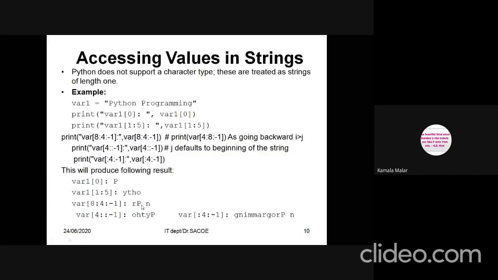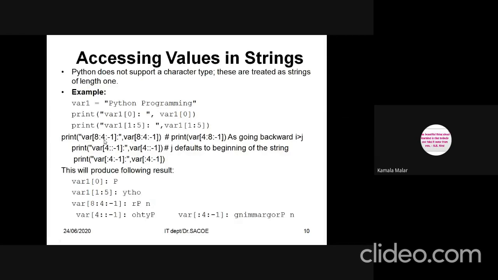Okay. So in the comment, I have noted the I value. Since we are traversing from right to left, the I value should be greater than the j value. If you want to take a substring using the positive index, we traverse from left to right. So first, the start value will be 0 or lower than the end value.